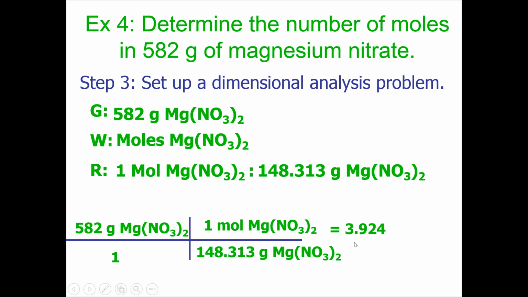So I have this number that I calculated. This is a calculator value, but according to the given, I have to round it to 3 sig figs. So 1, 2, 3. I look at the 2 and the number next to it. I decide, does this stay at 2 or does it round up to a 3? And it stays at 2, so I'm going to finish off my answer with 3 significant figures as 3.92 moles, because that's the unit here, of magnesium nitrate.